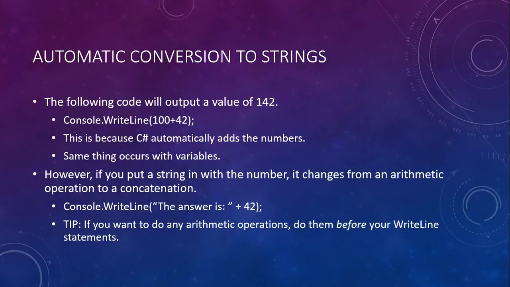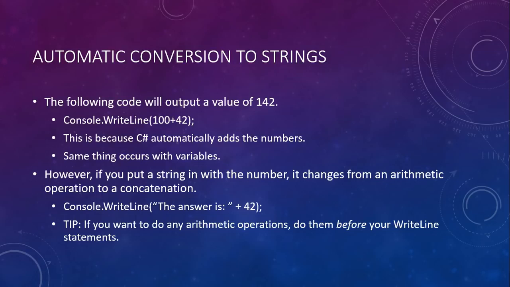However, if we put a string in with a number, it changes from an arithmetic operation to that of a concatenation. So if I do Console.WriteLine("the answer is " + 42), we're not going to get a numeric value. We're going to get "the answer is 42."